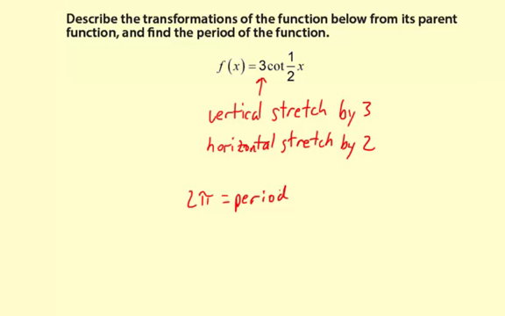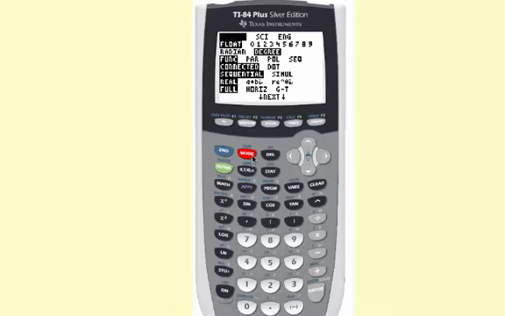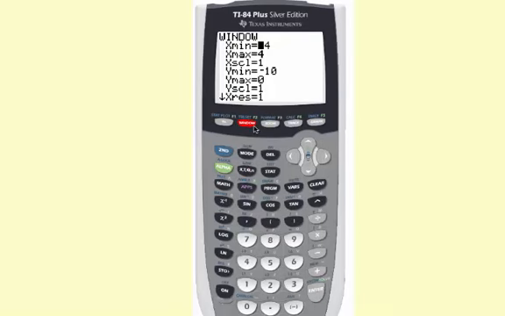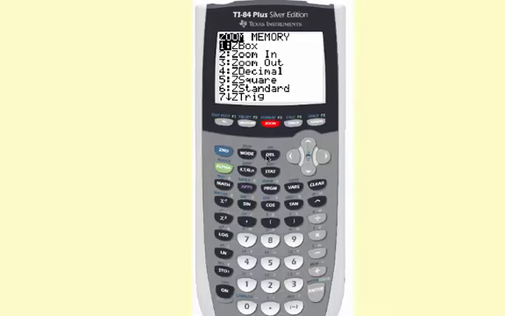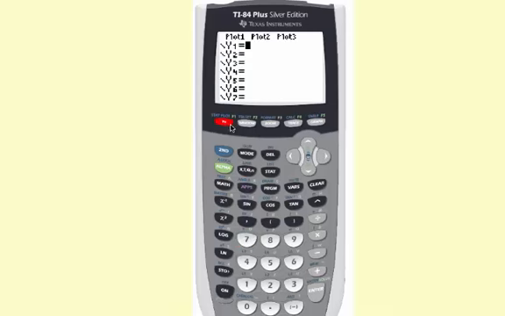What I'd like to do is just graph this on the calculator to verify. First, I want to make sure my mode is in radian mode. And I'm also going to make sure my graph window, let's see, I'll go zoom and then 7 for z trig. And you'll see what that looks like here in a minute.